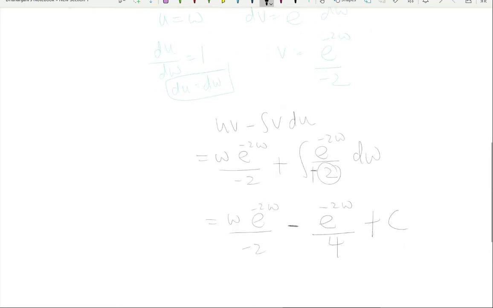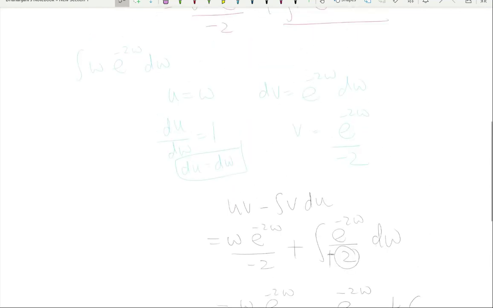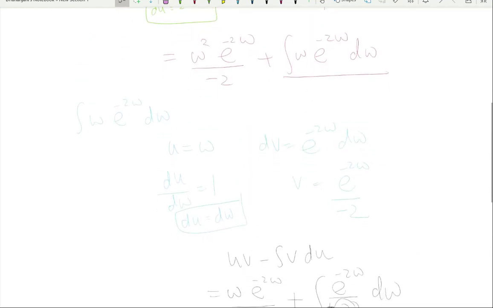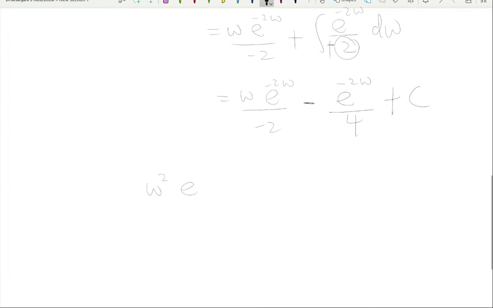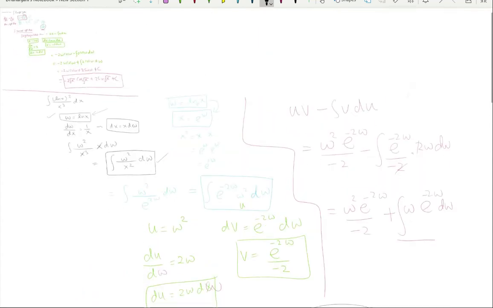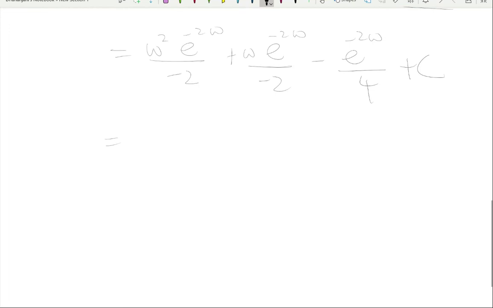Let's try to combine the full solution. So we just found the answer for this. Let's copy this term, w square e to the negative 2w over negative 2, and the answer for the rest of the integral is this. Now what was our choice for w? w is natural log x. Okay, so let's replace that to get the final answer.